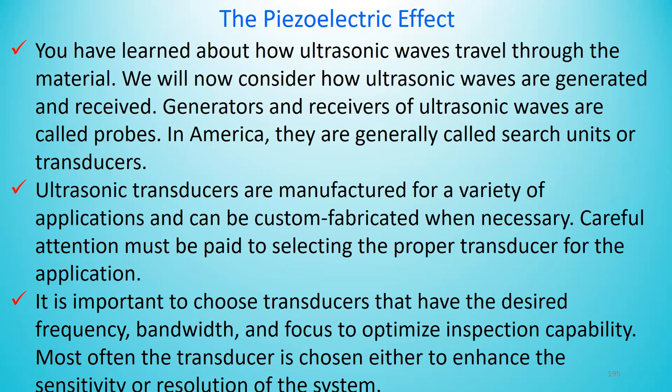You have learned about how ultrasonic waves travel through the material. We will now consider how ultrasonic waves are generated and received. Generators and receivers of ultrasonic waves are called probes. Ultrasonic transducers are manufactured for a variety of applications and can be custom fabricated when necessary.